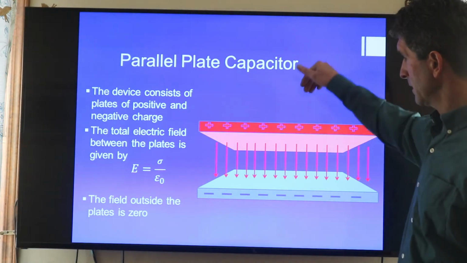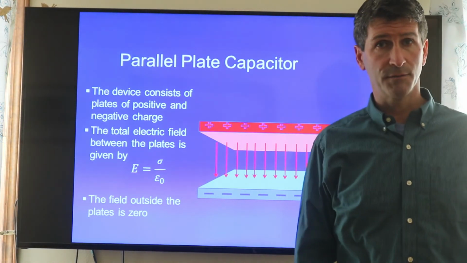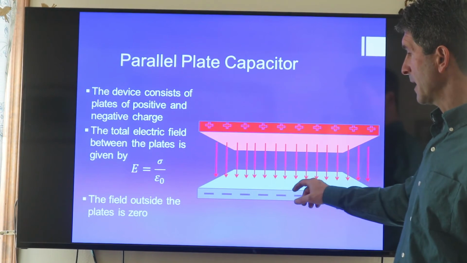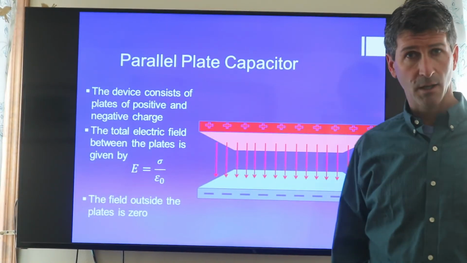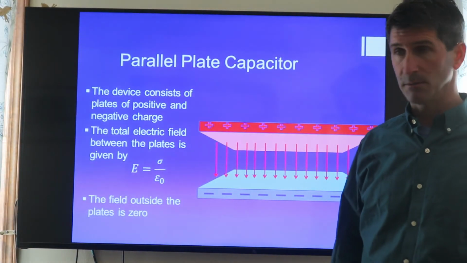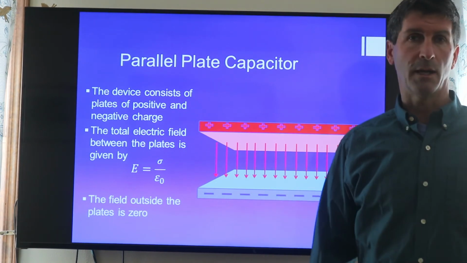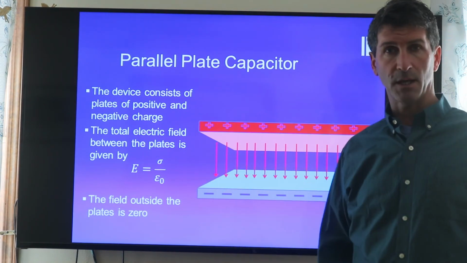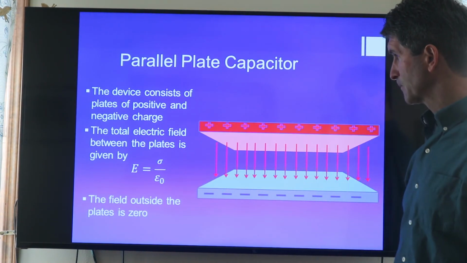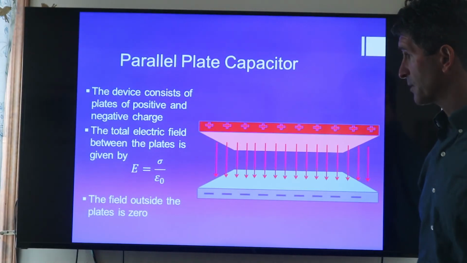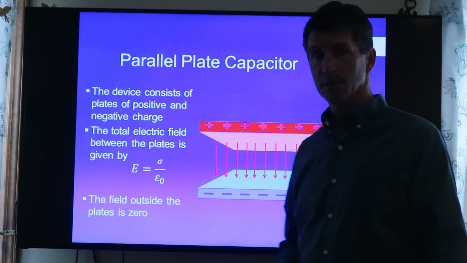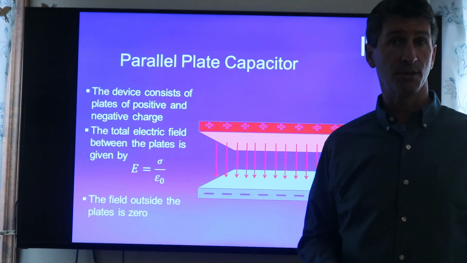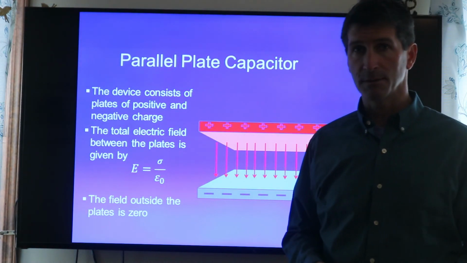The positive plate contributes a positive charge downward. The negative plate also contributes an electric field in the same direction. I get this as my electric field. Okay? So it shows that the electric field between two plates depends on how much charge is there, really the density of charge.